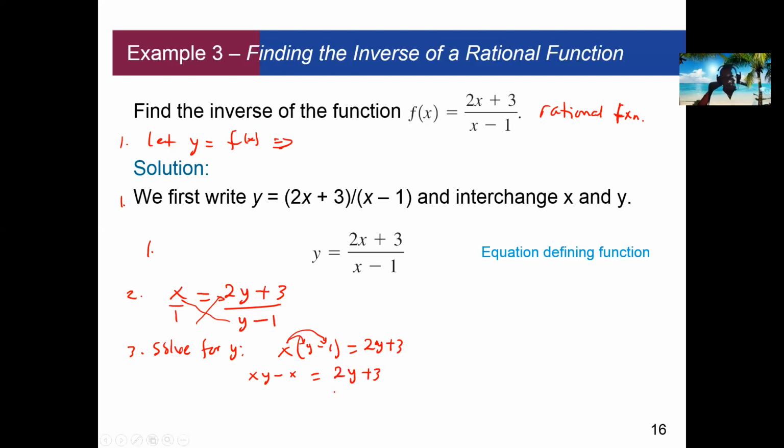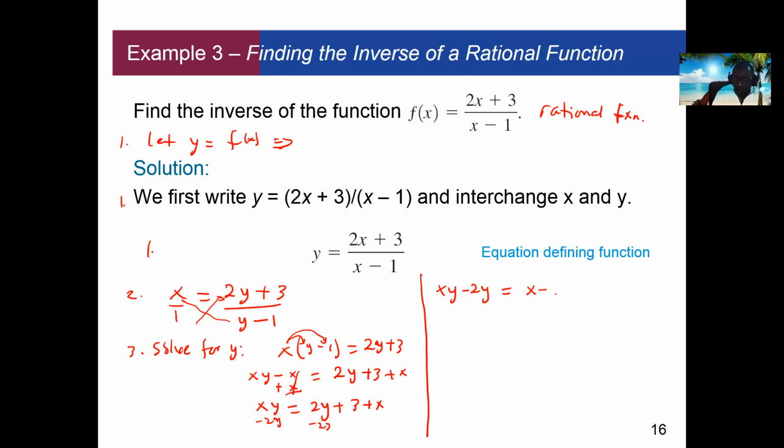Now we bring all the terms involving y to one side. So we're going to add x to both sides, so that cancels out, and I have xy on the left-hand side equal to 2y plus 3 plus x. Then, to do it again, I need to subtract 2y from both sides, giving me xy minus 2y equal to 3 plus x.